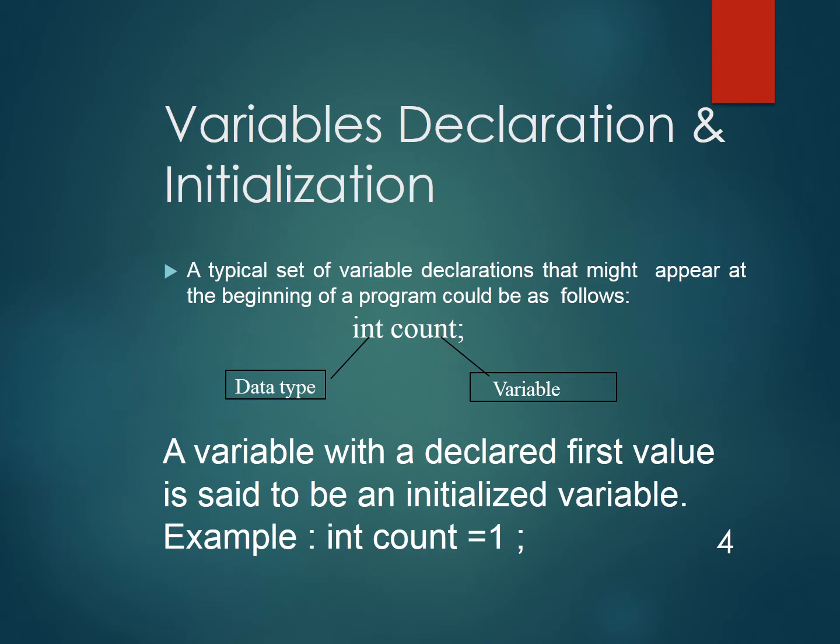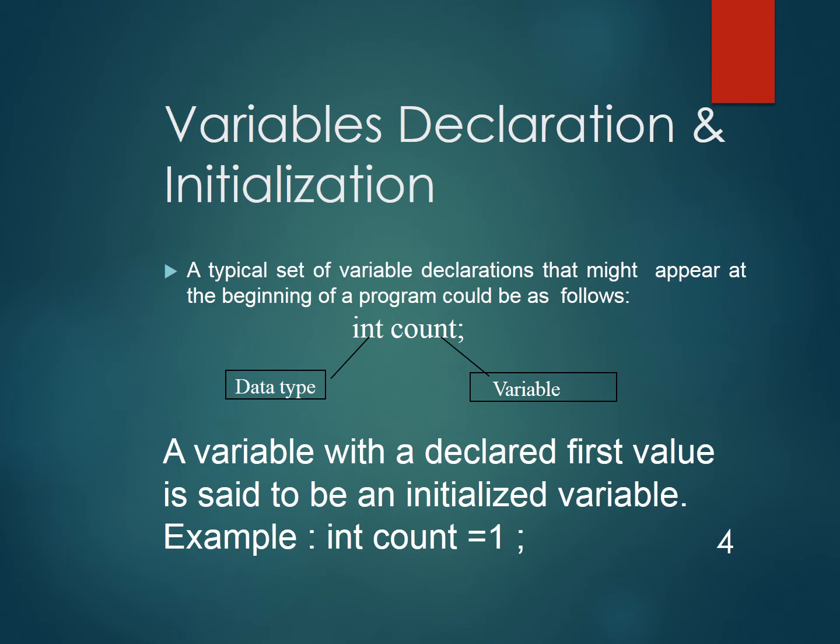Next is the example of variable declaration and initialization. The syntax of the variable declaration is shown here. A typical set of variable declarations that might appear at the beginning of the program could be as follows. int count. This is the general syntax where int is the data type and count is the name of the variable. Means here we are declaring a variable count of the type int, that is integer type. Means count is going to store an integer value and it will take 4 bytes in the memory.